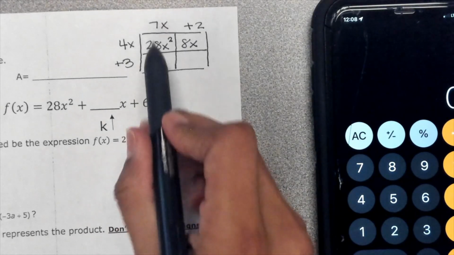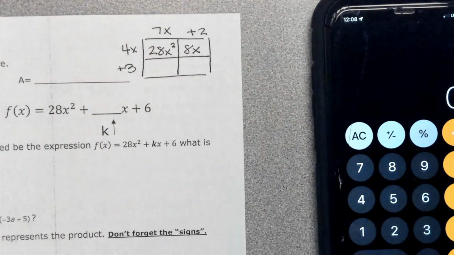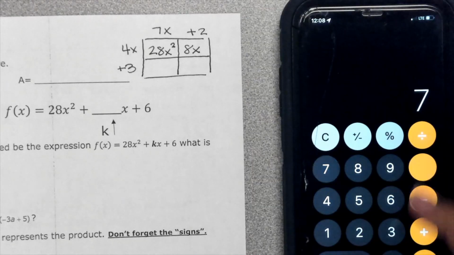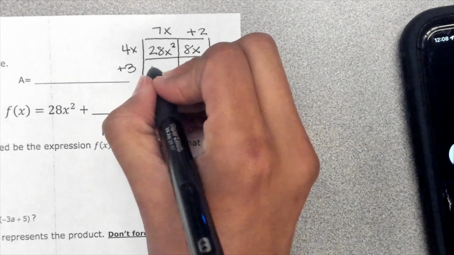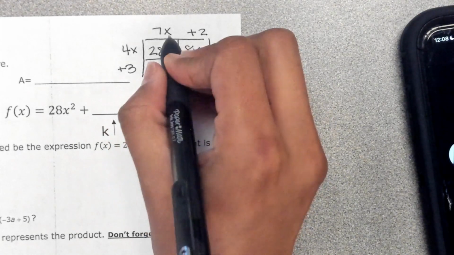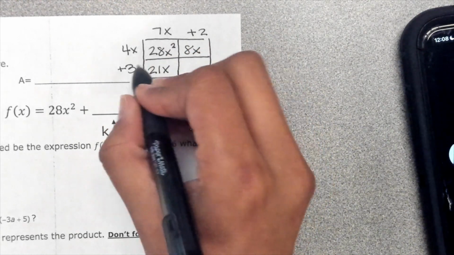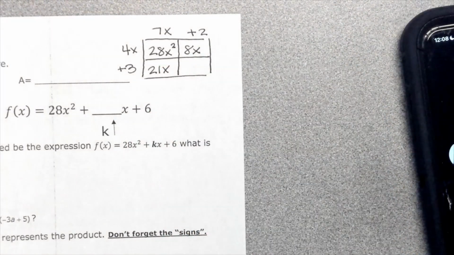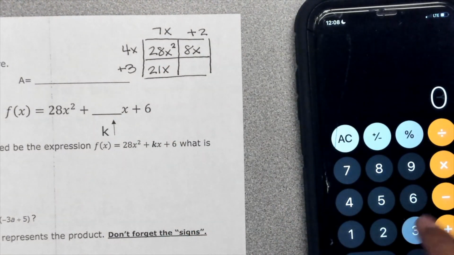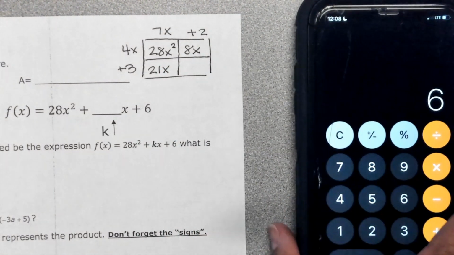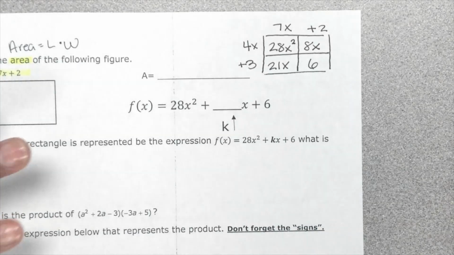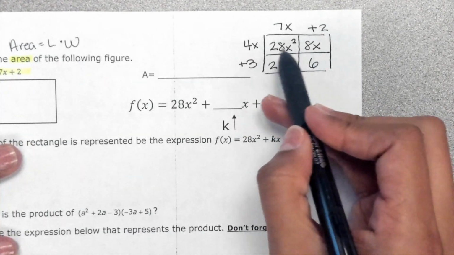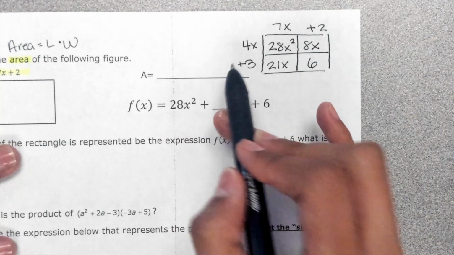Moving in an L shape still, we're going to multiply 7 times 3 to give us a positive 21x, bringing that 1x with us down. And then in the last box, we're going to multiply 3 times 2 to give us a positive 6. So now that we've filled our box, we're going to simplify, which will equal our area here.